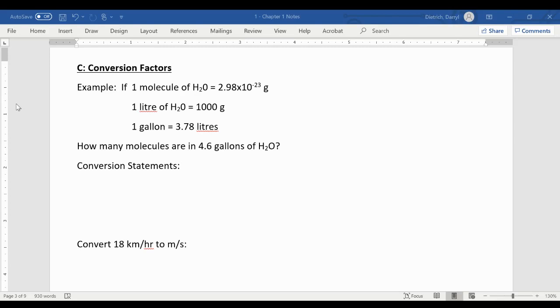Conversion factors is really just moving from one unit to another, like pounds to kilograms. There are 2.2 pounds in a kilogram. In 1 kilometer, there are 1,000 meters. Okay, so I also just want to show, like, 2 is equal to 2.